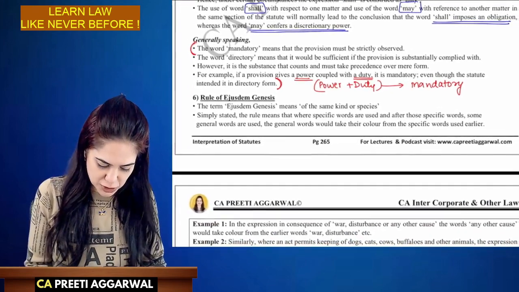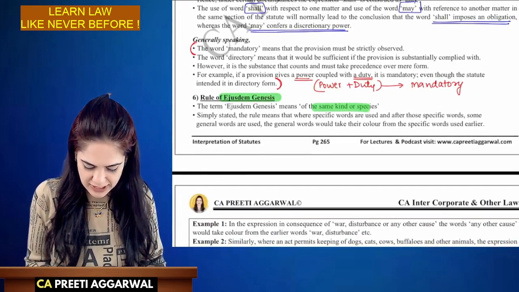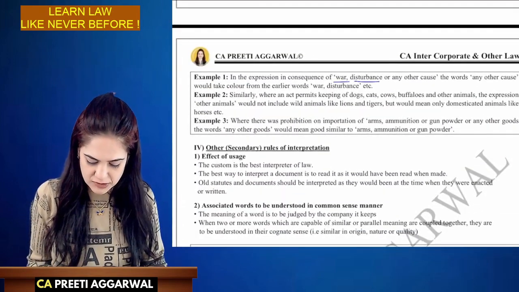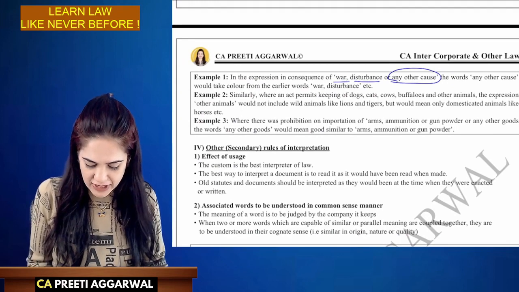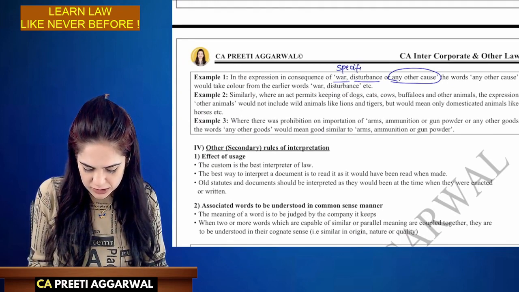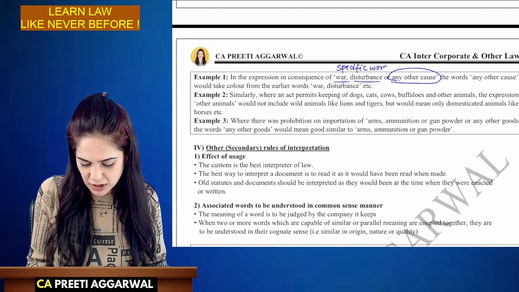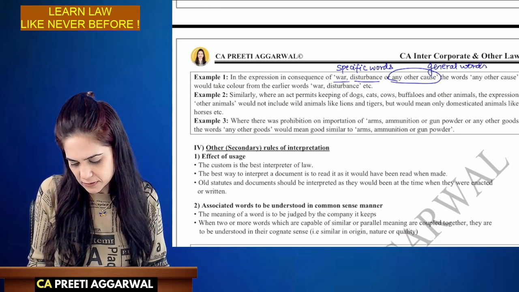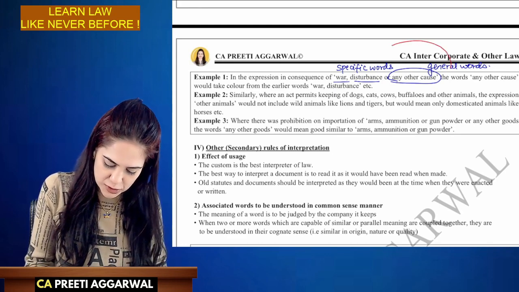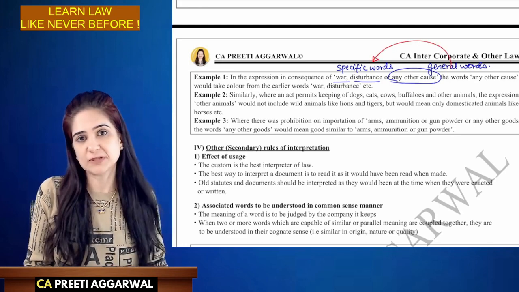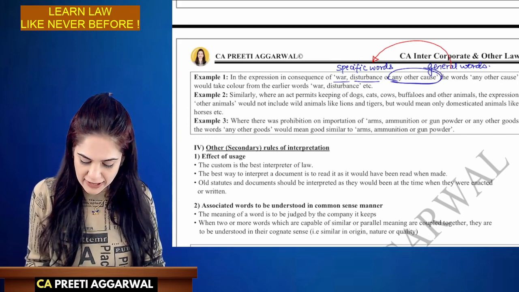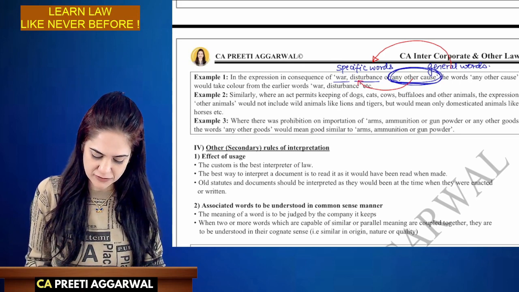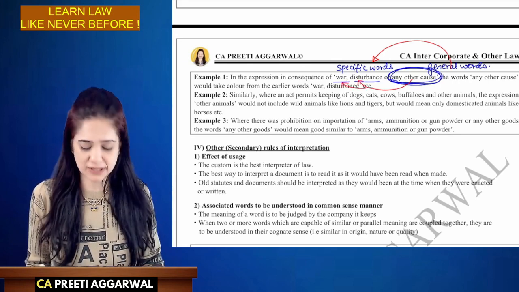The rule of ejusdem generis, it means of the same kind or species. Now, if I write the words war, disturbance, any other cause, if there are specific words which are followed by general words, then these general words should derive their color from the specific. So, and any other cause will not include peaceful activities. It will include activities which are related to war, disturbance, etc.